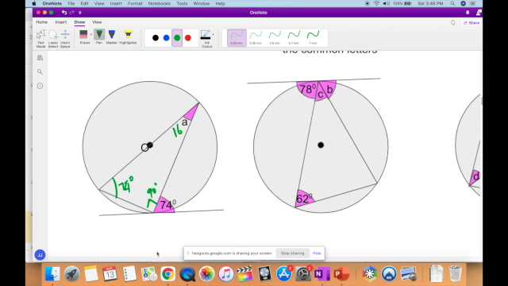Shazay, how do you feel about it? Well, originally I was thinking it was going to be the interior opposite rule when I was looking at the 74 degrees. The interior opposite, right? But that interior opposite only works for a cyclic quadrilateral, which is not what we have here. Yes, sir. And even when I tried to draw a cyclic quadrilateral, right?